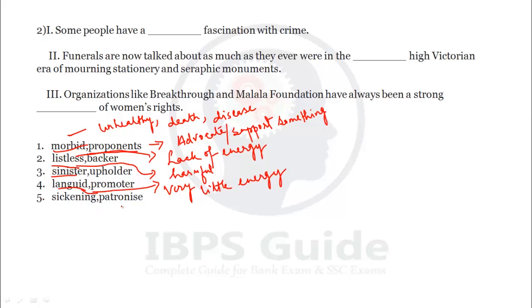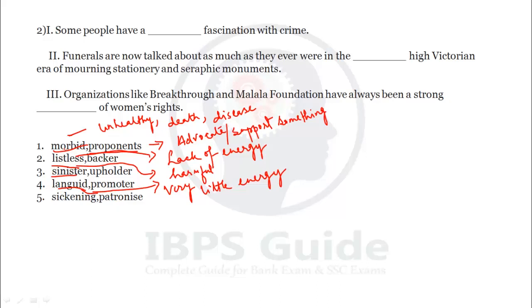So which will be the correct option? Some people have a morbid fascination with crime. If we write it, some people have an unhealthy fascination with crime. Some people listless fascination, not possible. Sinister, harmful fascination, no. Languid will not be correct either; if listless is not correct, languid will not be correct. So the correct option is morbid.